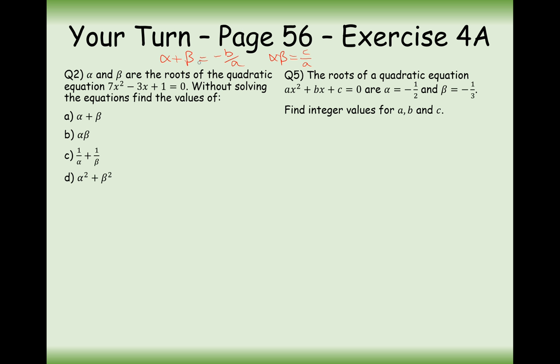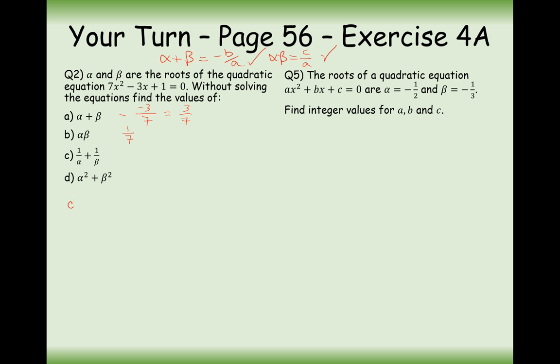Alpha plus beta, how do we work out alpha plus beta given this equation here, 7x squared minus 3x plus 1? Well, I can just do minus of minus 3 over a, which is 7. So the value I get here is 3 over 7. So it's just a case of substituting numbers into formulas that you have to remember. Alpha times beta, well, in that case, we'll use the second formula here. So we're going to get c, which is 1, over a, which is 7. So that's our answer, 1 over 7 there.